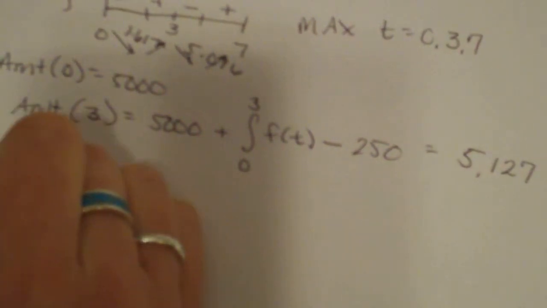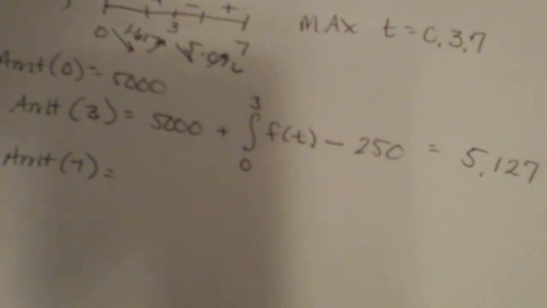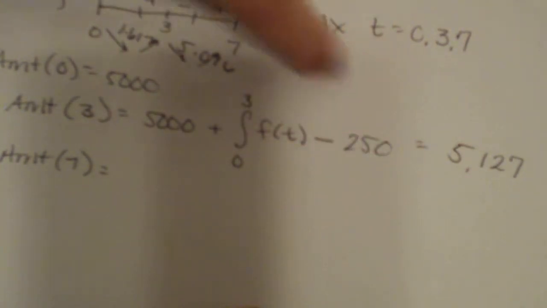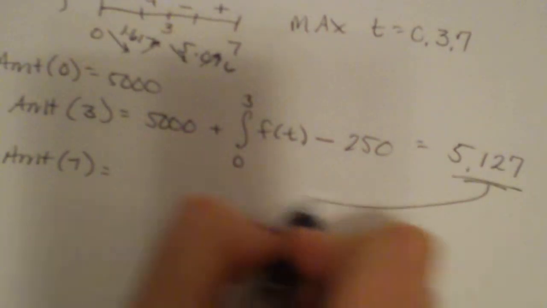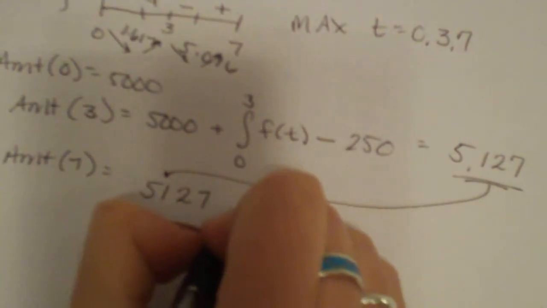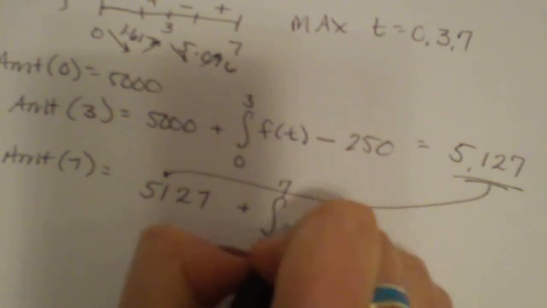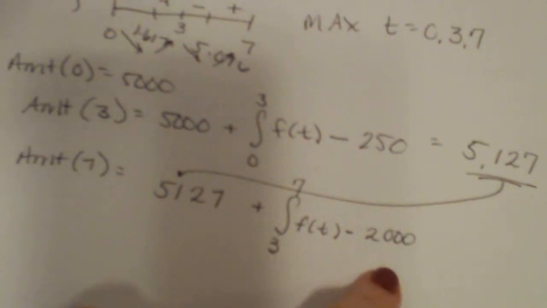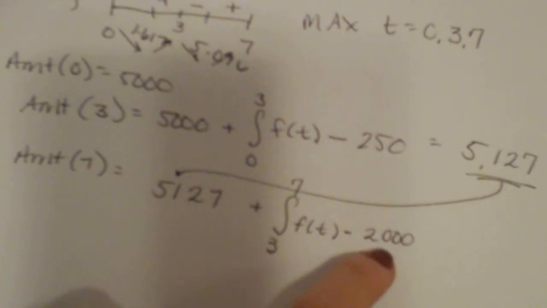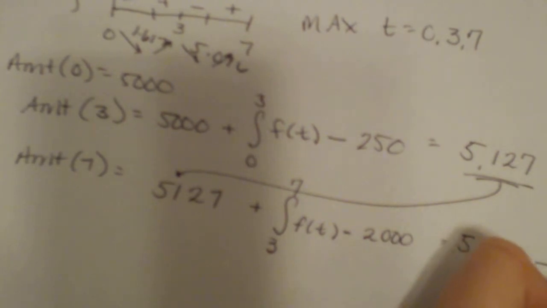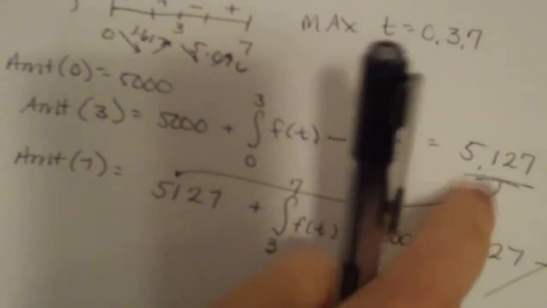Now what I need to do is find the amount of water in the tank after 7 hours. This is where it gets really tricky. If I look at this, I can't just change that upper limit to a 7 because this number changes. So I'm going to say, okay, this is how much water I have in the tank after 3 hours. Now I'm just going to add on to that the integral from 3 to 7 of f of t minus 2,000, which is the rate at which water is leaving the tank from 3 to 7 hours. So that's my new rate for the out. This is what I want to calculate now. And what I end up with is 5,127 minus 612, which I can already tell you is less than that.